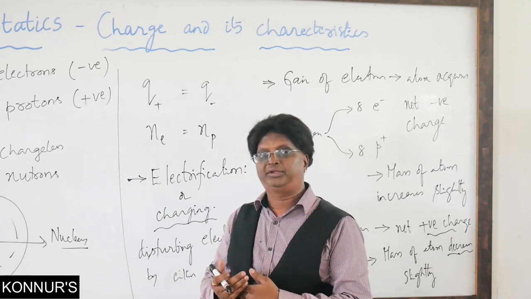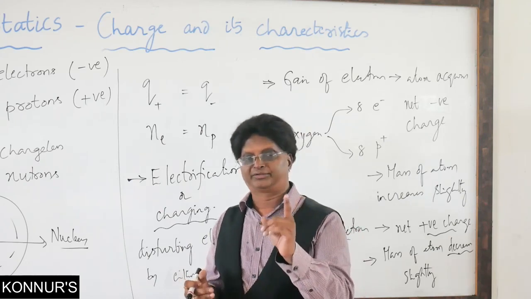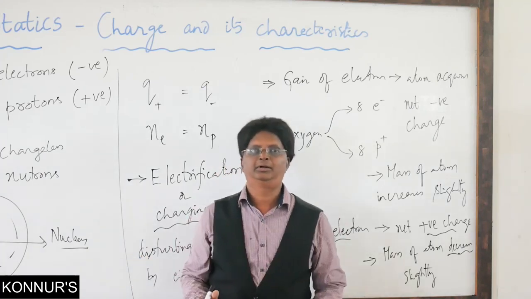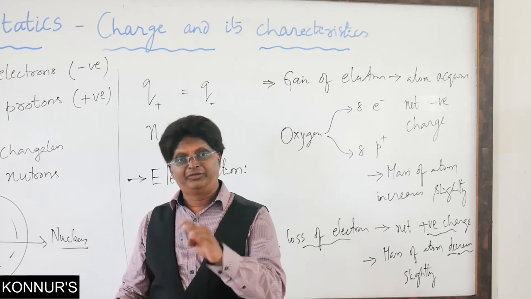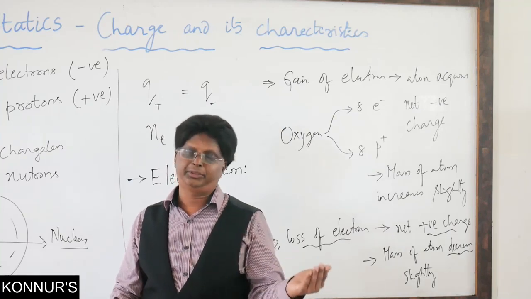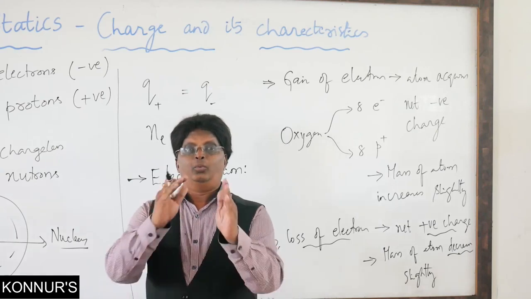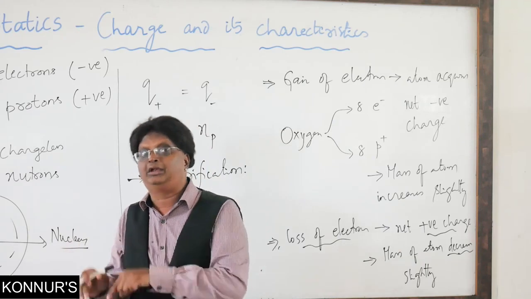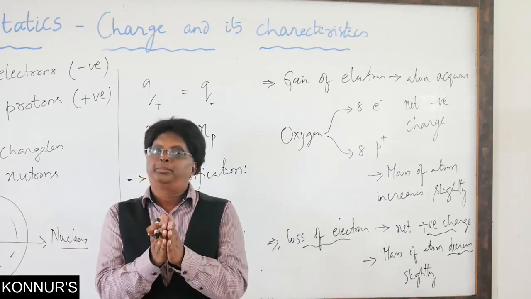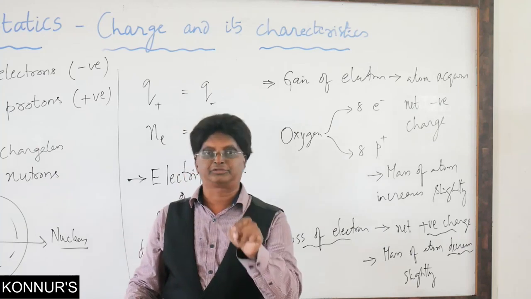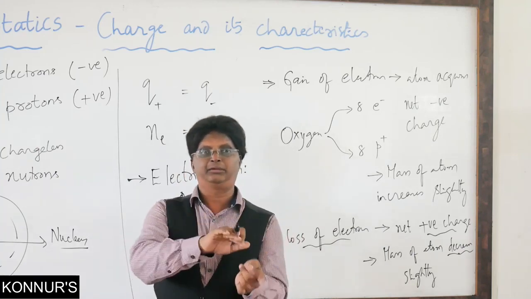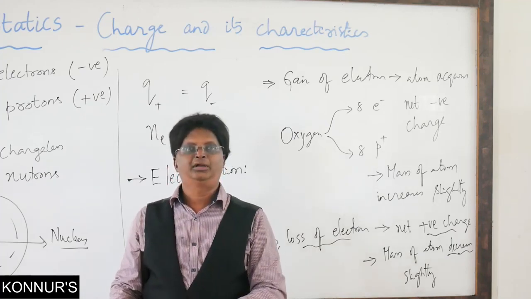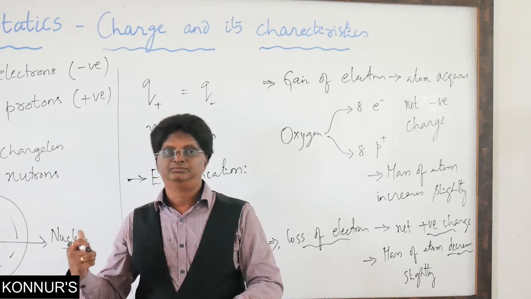In that process, what is happening? There are now two objects, A and B. If A and B are rubbed together, what happens? One of them, depending upon their character, depending upon their nature, loses electrons such that the other one will gain the electrons. A and B rubbed together, if A is losing electrons, those electrons lost by A will be gained by B, such that A acquires positive charge and B acquires negative charge.